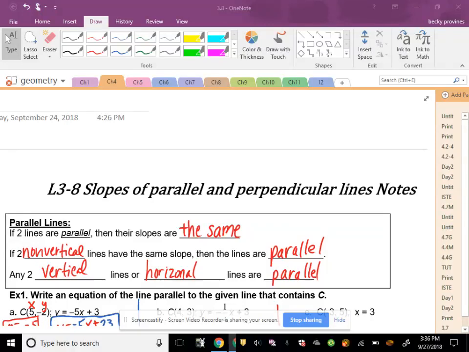Today we're going to go over the lesson for 3-8, slopes of parallel and perpendicular lines. So let's fill in the blanks of some definitions. When you have parallel lines, the main thing you need to know is that the slopes are going to be exactly the same. Now, if you understand that, the next two lines might be confusing. Just go ahead and fill them in.